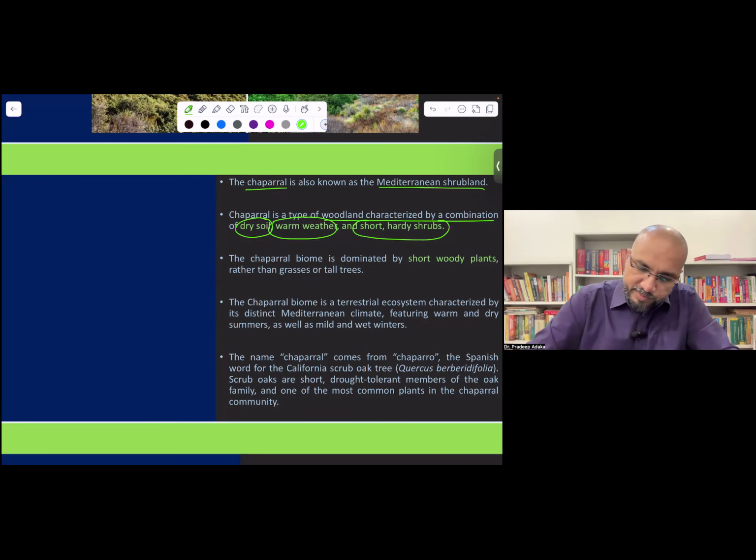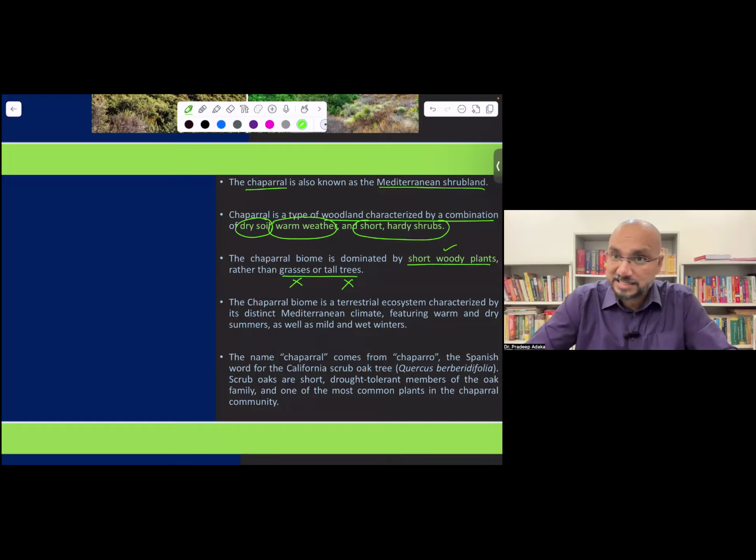So chaparral biome is dominated by short woody plants rather than grasses or tall trees. You will not see much grasses or tall trees. Generally what you see is short woody plants. Grasses are not dominant here. Trees are also not dominant here. Mainly short woody plants are the dominant species. You will see grasses and tall trees here and there, but mainly short woody plants are dominant.